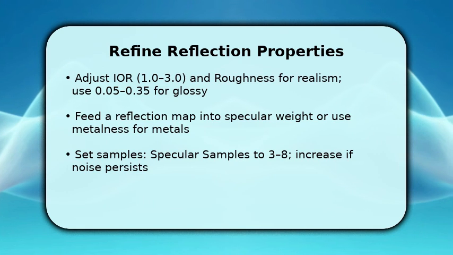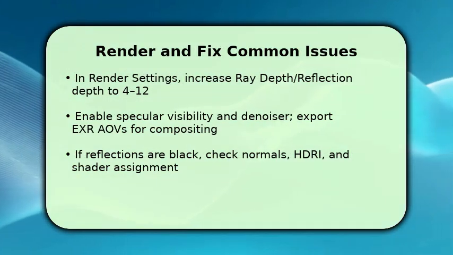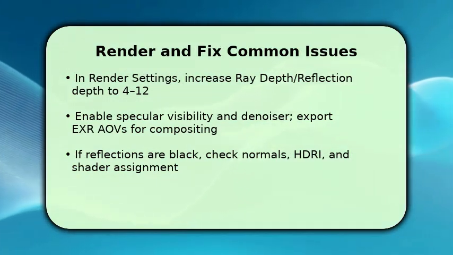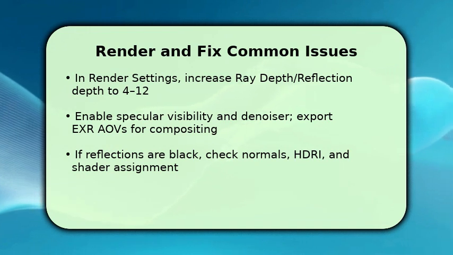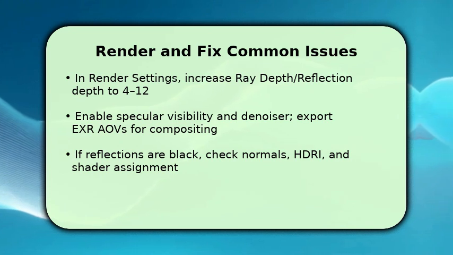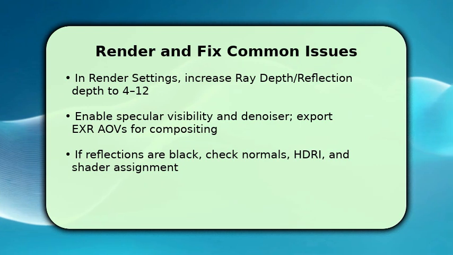You finish by adjusting render level controls. Increase ray or reflection depth so mirrors reflect other glossy surfaces correctly, and enable the denoiser to tame remaining grain. Export EXR AOVs like specular and reflection so you can tweak in compositing later.